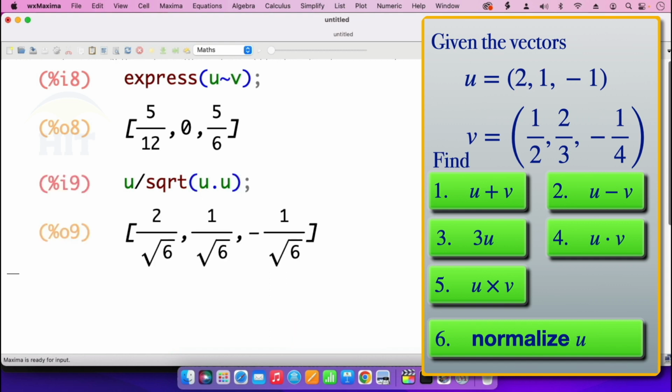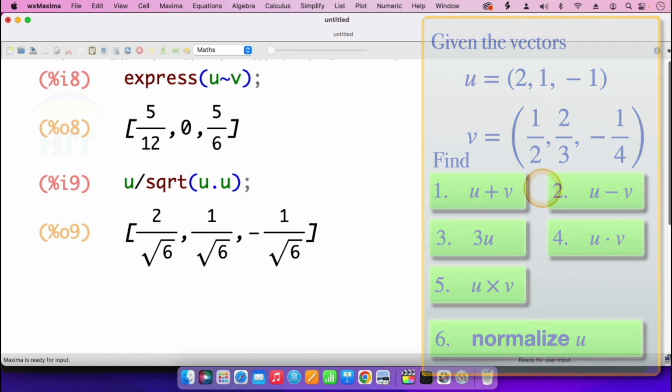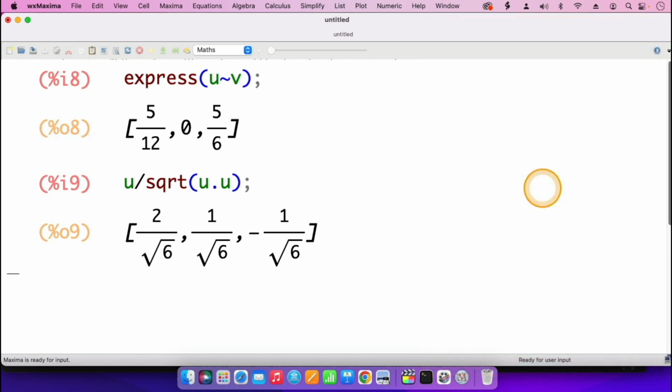So when we normalize the u, we get the vector 2 divided by square root of 6, 1 divided by square root of 6, minus 1 divided by square root of 6. So that's the solution.